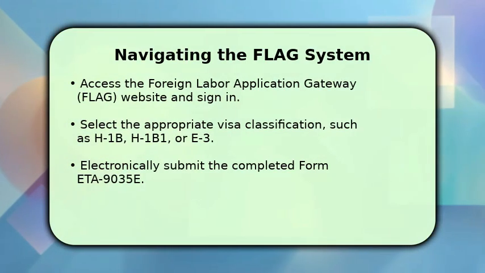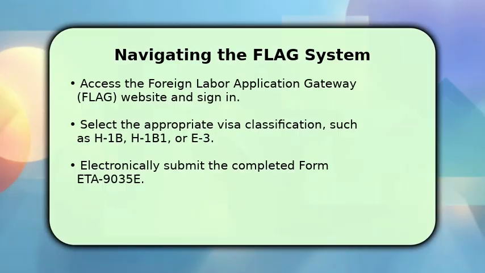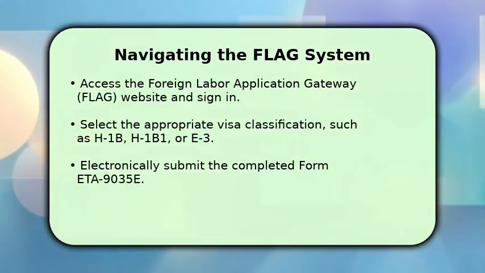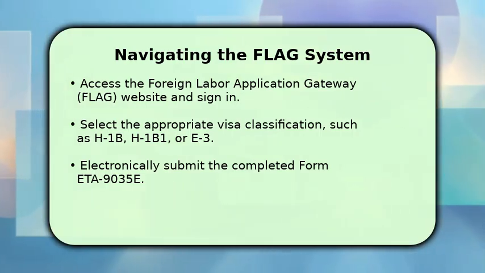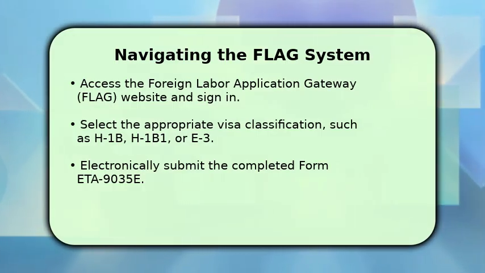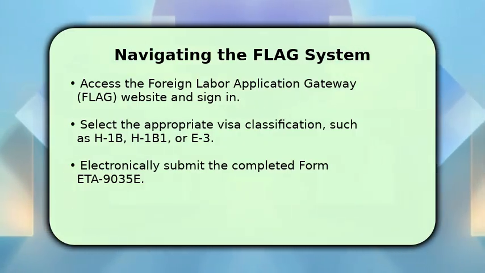Once your preparations are complete, it is time to navigate the FLAG system. Begin by accessing the official Foreign Labor Application Gateway website and signing into your account. You will then select the specific visa classification for which you are filing, such as H-1B. Carefully review all entered information on Form ETA 9035E for accuracy before electronically submitting it to the Department of Labor.